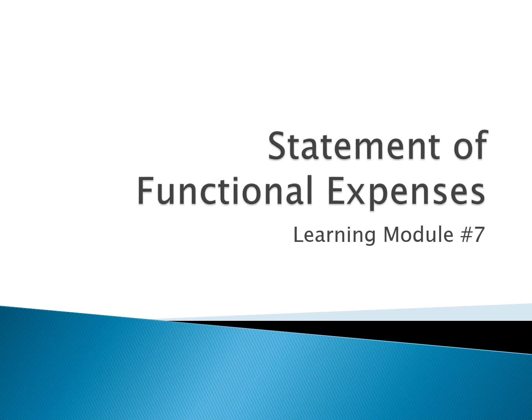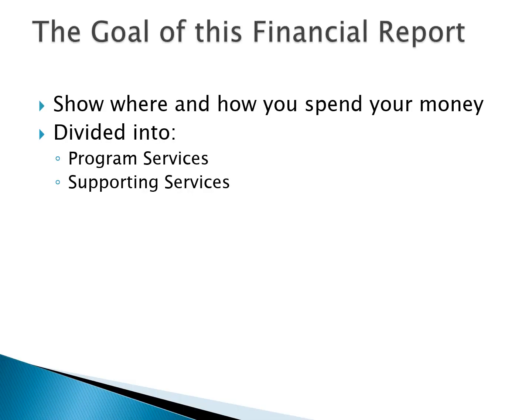So in this part of learning module number 7, we're just going to briefly go over the statement of functional expenses, and then we'll take a look at reading them line by line in a different part of the learning module. The goal of this financial report, or its job, is to focus on expenses and to show where and how the organization spent its money.